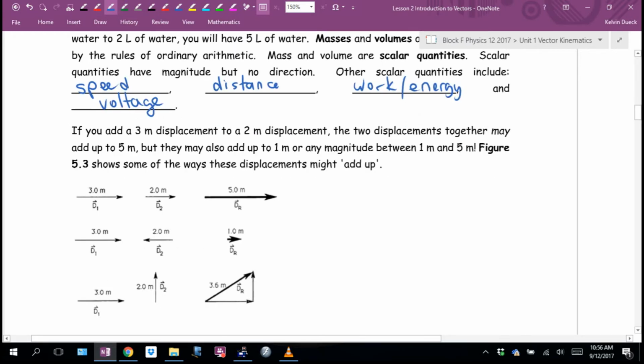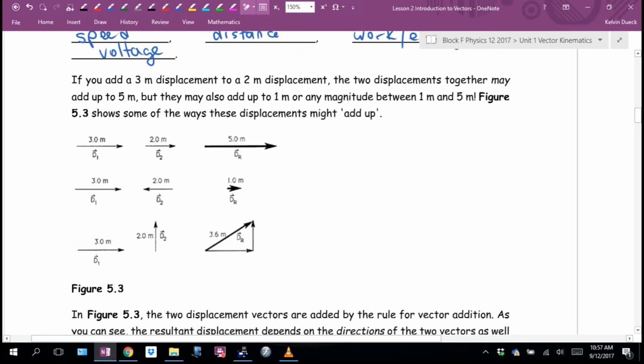If you add a 3-meter displacement to a 2-meter displacement, Jaden, those could add to 5. If you go 3 meters east plus 2 meters east, that's 5 meters east. However, if you go 3 meters east plus 2 meters west, that's 1 meter east. And you can get every single decimal value in between if you add east plus north. This is added together using the rules of vector mathematics, and I'll explain how that works in just a second. But you can see perhaps why I did a review of trig. We're going to be doing triangles quite a bit.